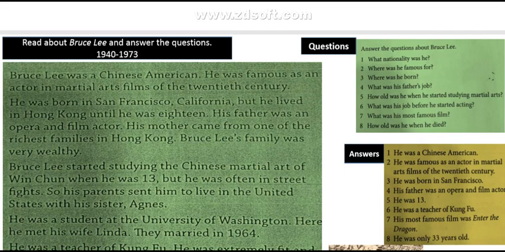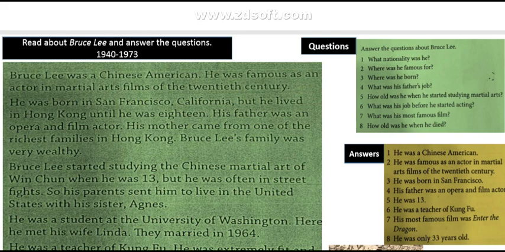Answer the questions about Bruce Lee. What nationality was he? He was a Chinese American. What was he famous for? He was famous as an actor in martial arts films of the 20th century. Where was he born? He was born in San Francisco. What was his father's job? His father was an opera and film actor.